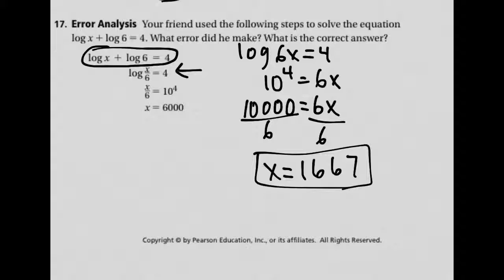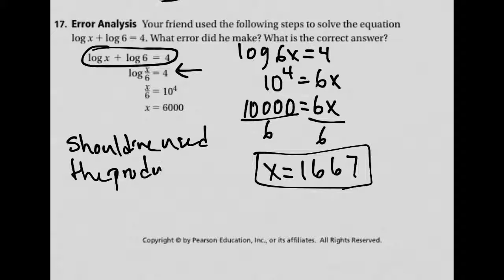So what was the error? The error was that he used the quotient property instead of the product property, so we're going to say he should have used the product property, not the quotient property. And what is the correct answer? It's right there already in the box. x equals 1,666.66666. It keeps going forever, but we're rounding it to 1,667.